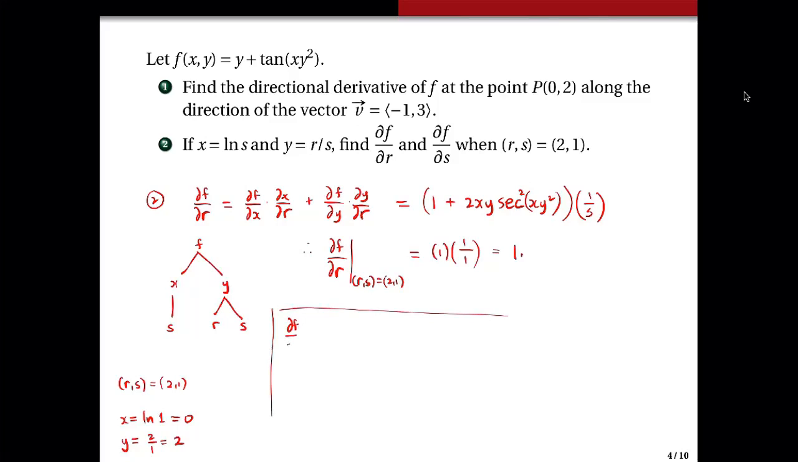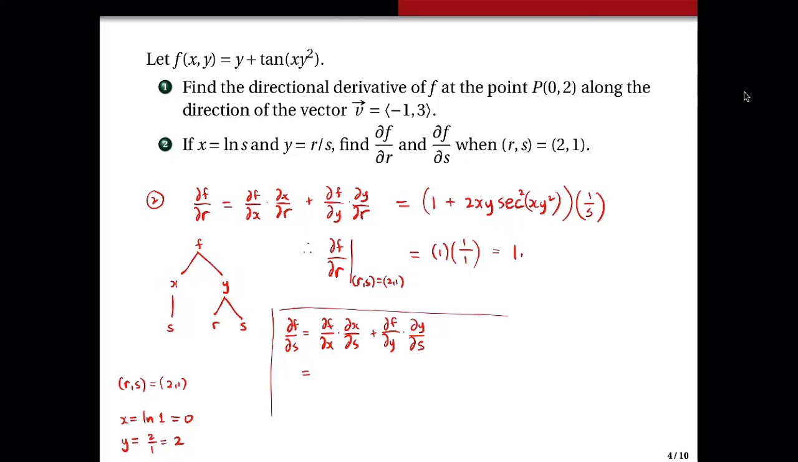Next, partial of f with respect to s. So again, this is just partial of f with respect to x times partial of x with respect to s plus partial of f with respect to y times partial of y with respect to s. And both of x and y have s. So we'll have to work on this.